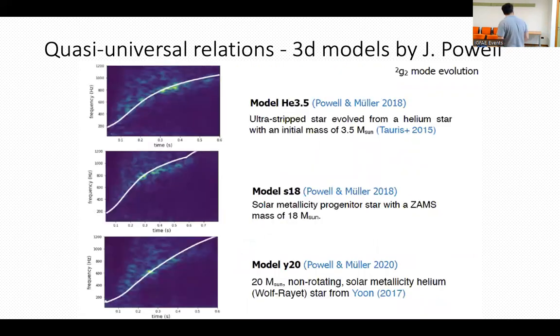We also compare with the gravitational wave emission computed by Powell and Mueller. These are 3D models, and what you see is not the modes, they are the fits. You compute the evolution of the mass of the star and the radius, apply our fits, and you get this white line that, up to some error, fits the gravitational wave emission correctly. So we know that the gravitational wave emission can be related to the evolution of these parameters.